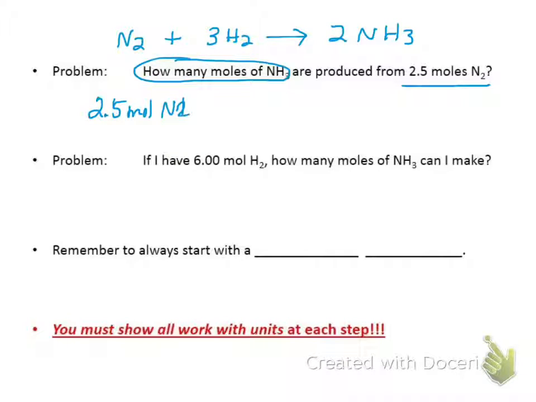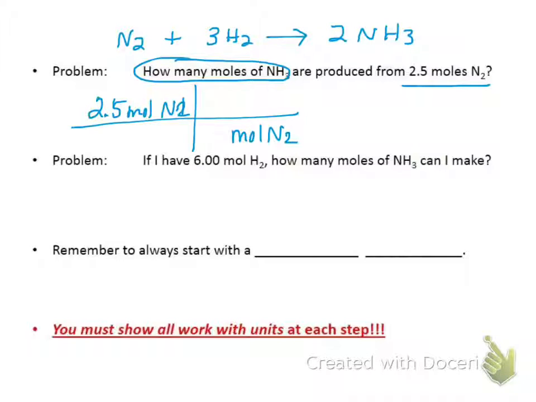Oops, it's N2. Do our grid, and this is what our mole ratio is, okay? We are going to know that we want to get rid of moles of nitrogen, so I'm going to put moles of nitrogen on the bottom, okay? Your mole ratio is the way that you get from what you are given to what you're trying to get to. This is our conversion.